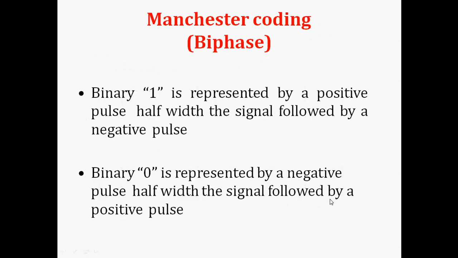Manchester coding or biphase coding. Binary 1 is represented by a positive pulse of half width of the signal followed by a negative pulse. That is, binary 1 is represented by a positive pulse of half width, and that half width will be followed by the negative pulse. Binary 0 is represented by a negative pulse of half width of the signal, which is followed by the positive pulse.